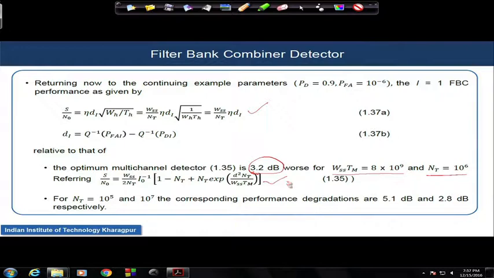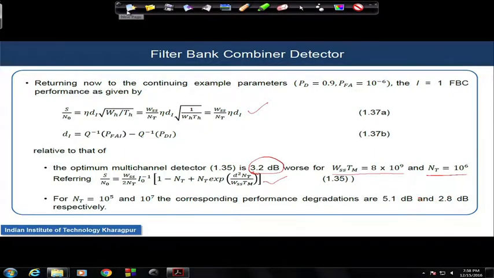We will see that the filter bank combiner detector has a simple circuit and simple implementability, but there is a loss in performance of around 3.2 dB when my L value is equal to 1. And if I decrease this NT value to 10 to the power 5 and increase it to 10 to the power 7, then this performance gap will be visible as 5.1 dB and 2.8 dB.